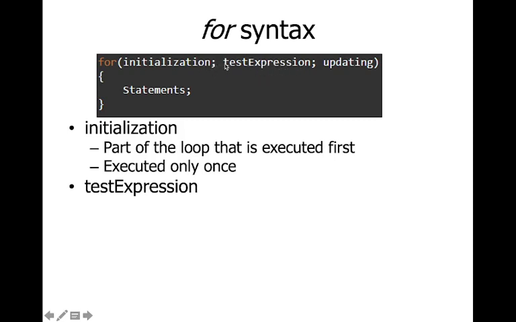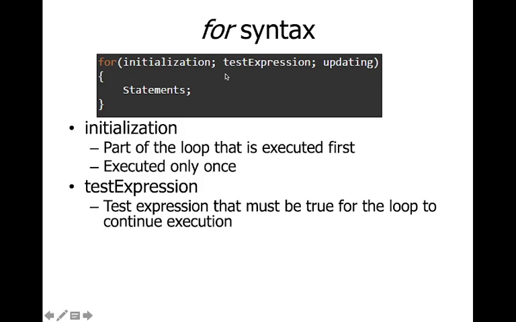Then we have the second part, that is a test expression. So it is separated with a semicolon. Okay, test expression, and test expression must be true for the loop to continue execution. So it is based on this test expression that the loop will continue its execution. If you consider while or do while, we have a condition. So whenever that condition is true, that loop will be executing repeatedly. Similarly, here this test expression is an expression. It can be any kind of expression, and whenever that expression is true, the loop will continue executing the statements.